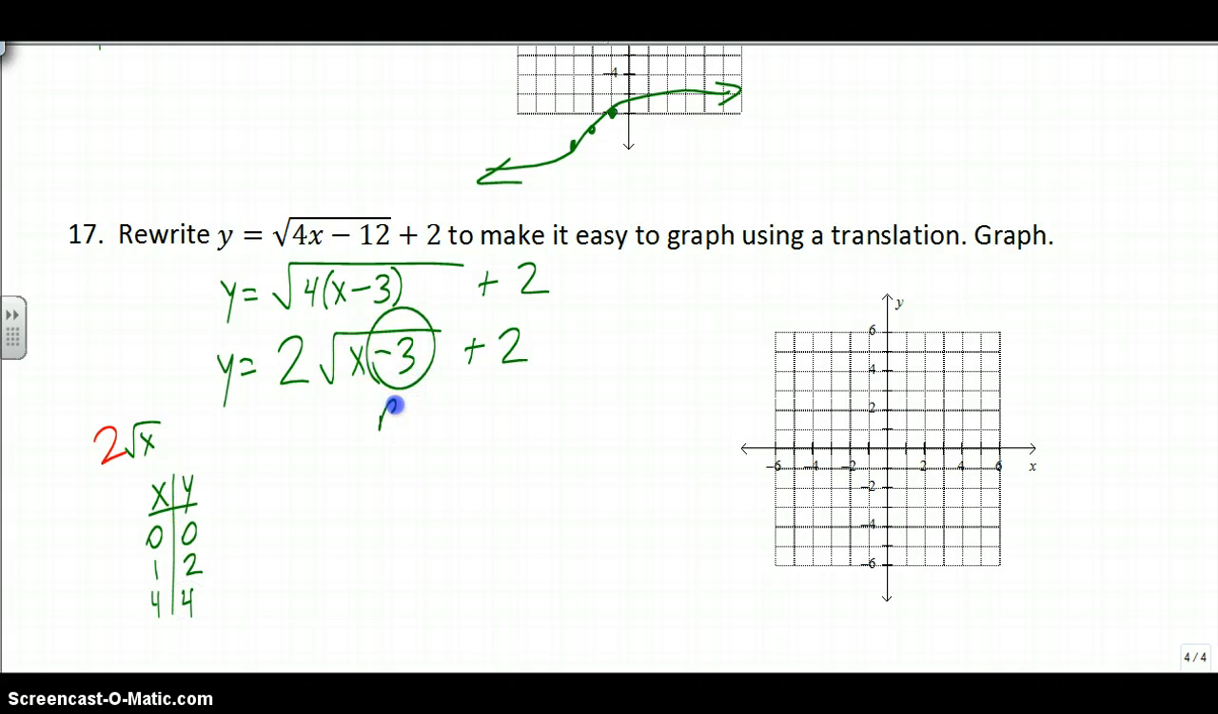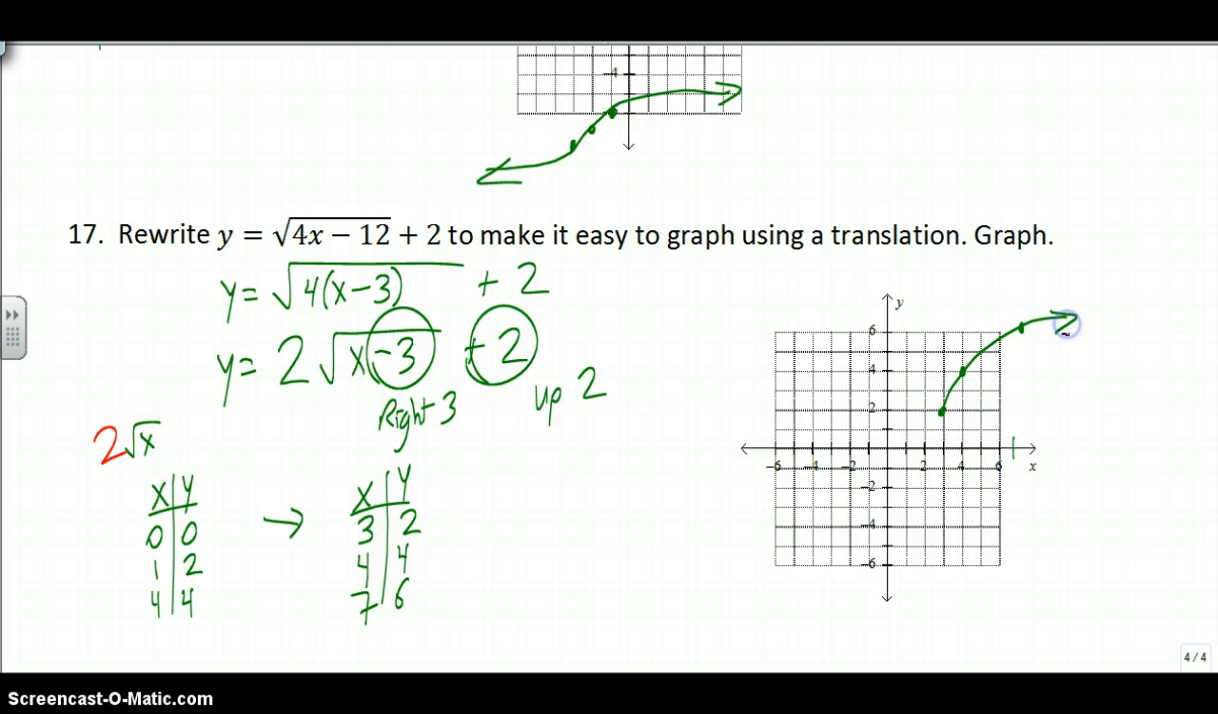Now, which way do I move it? Right 3, up 2. So, let's change it. Right 3 adds 3 to all my x-coordinates, so that'd be 3, 4, and 7. Notice how that was the opposite of what was inside. The up 2 moves all my y-coordinates up 2, of course. And graph it, and you're done. 7 would be right there. Alright. And we win. Go America.